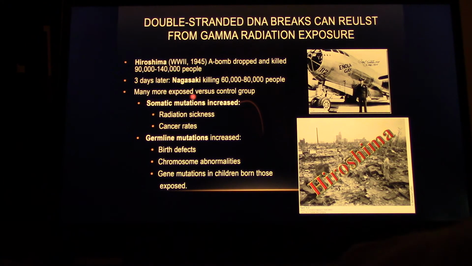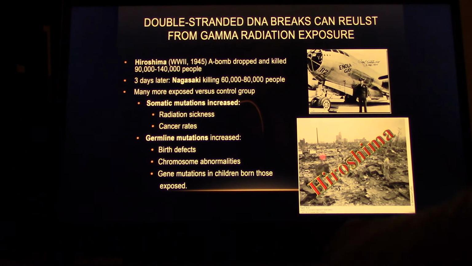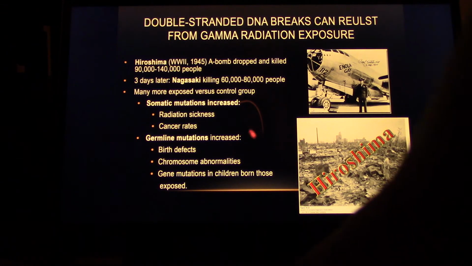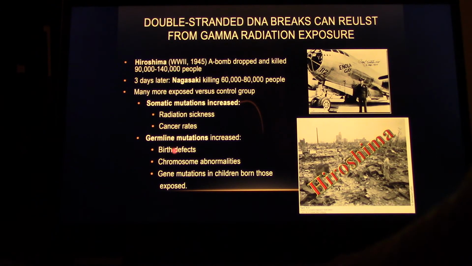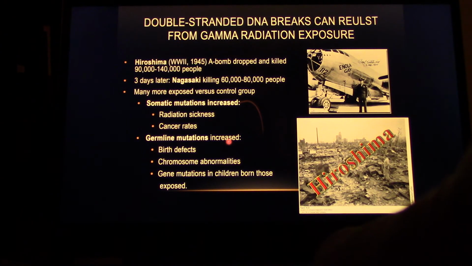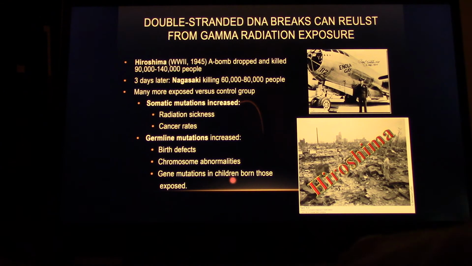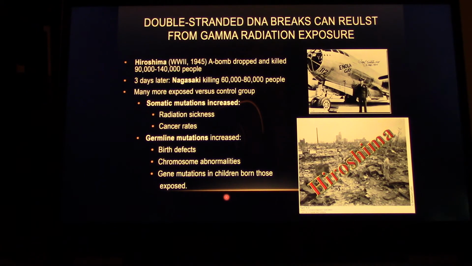Many more exposed versus control group. They looked at these folks that survived Hiroshima. They were further away from the blast. They did see somatic mutations increase. They saw radiation sickness and cancer rates increase. They looked for germline mutations, and they did see increases in birth defects, chromosome abnormalities, and gene mutations in children born to those exposed to this gamma radiation from the atomic bomb.